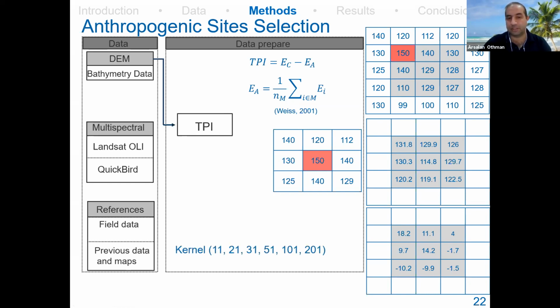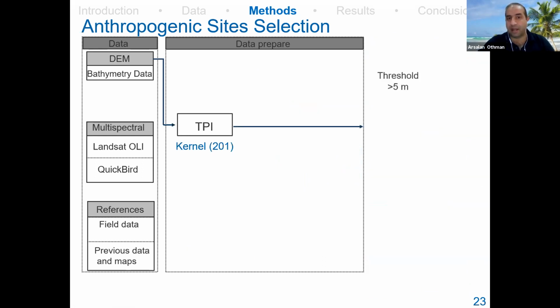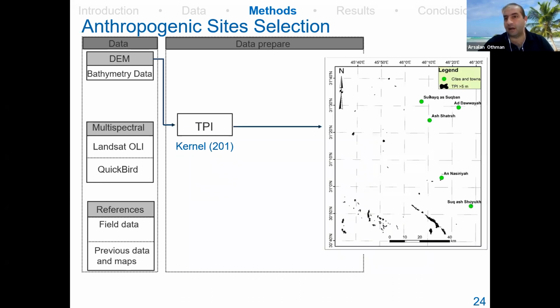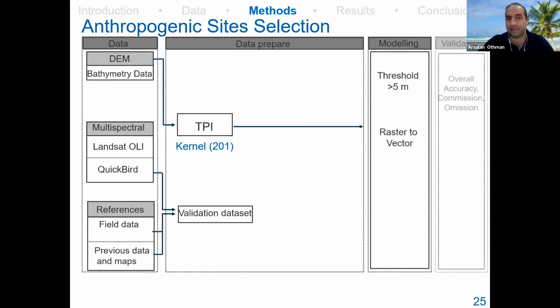I used several kernels, such as 11, 21, 31, 51, 101, and 201, to get the optimum kernel to find the big cities located in this area. I selected 201, which was the best, and used a threshold of 5 meters to show the sites which have elevation more than 5 meters, depending on the literature. Then I converted raster to vector and found these locations from the TPI result for the sites more than 5 meters. Finally, I did the validation using the Quick Pair field data and a previous map, and after that calculated the overall accuracy, commission and also omission.